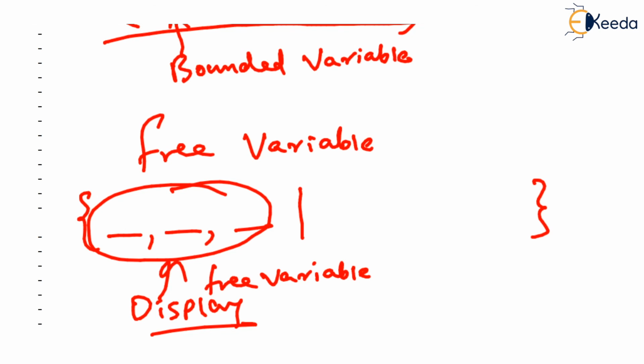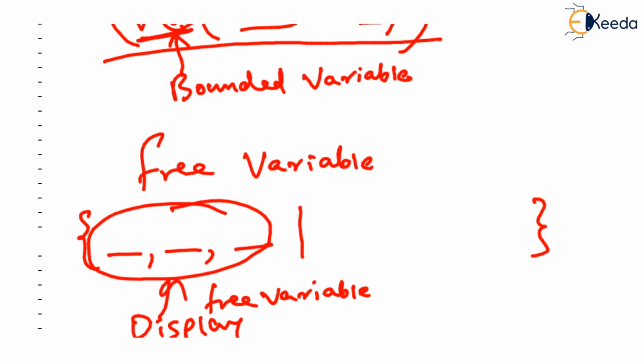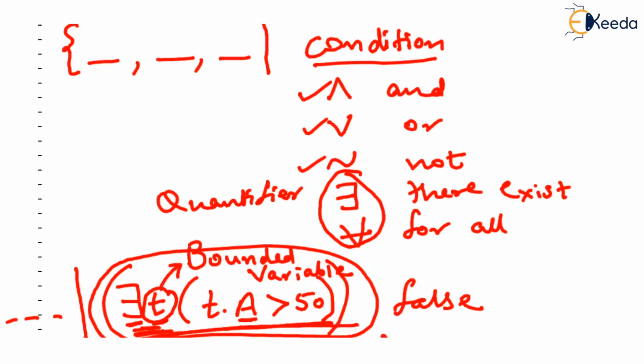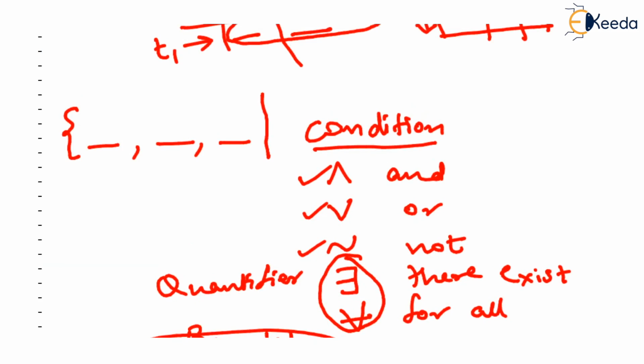We will try to understand there exists, for all, that is, bounded variables, quantifiers, and free variables more and more in the next video. But I hope you have understood which type of variables there are and what these quantifiers there exists and for all are. Thank you very much.